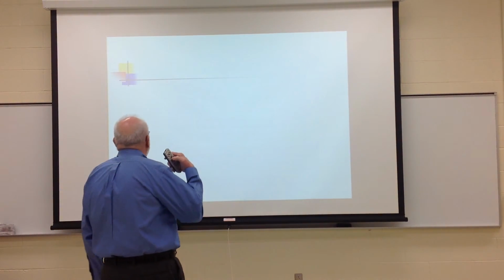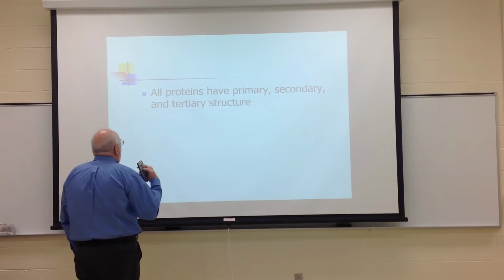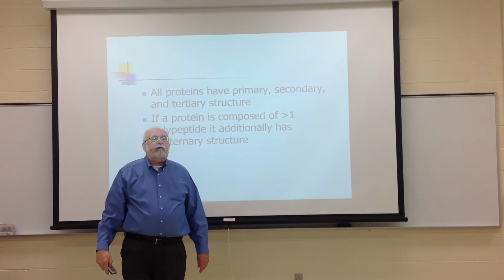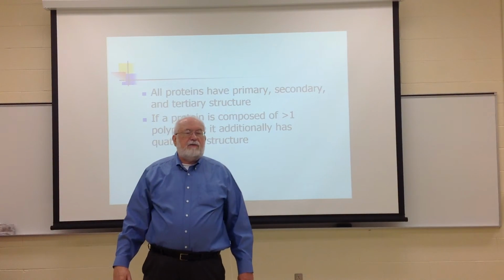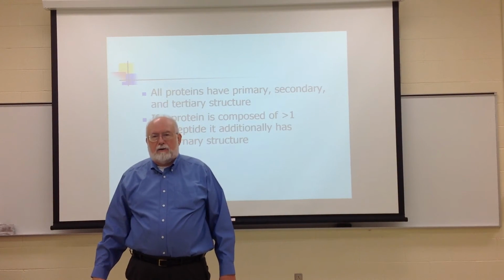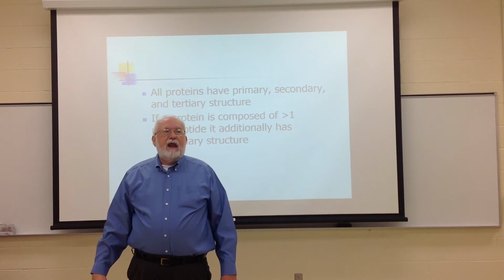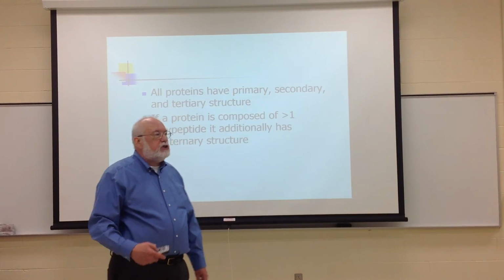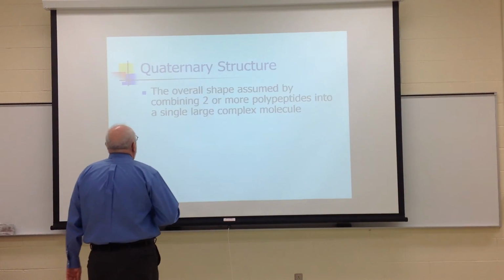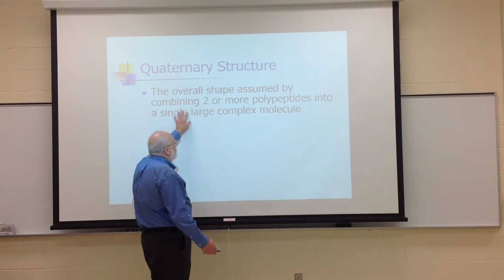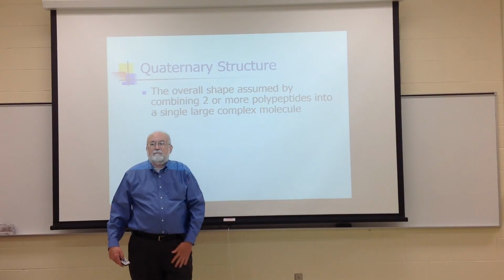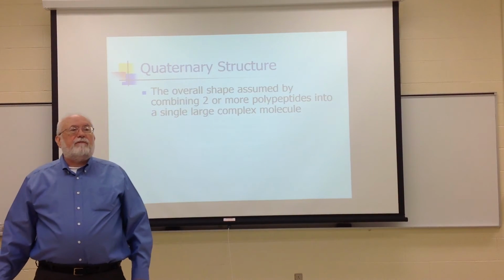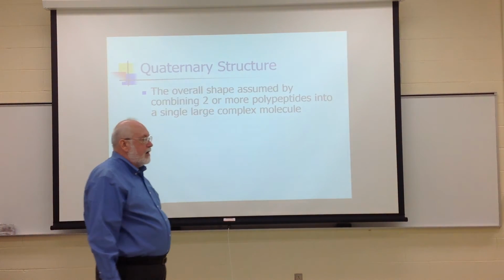Now, some other proteins have got one more level. They all have primary, secondary, and tertiary, but some of them are made of more than one peptide or protein, and those are going to have something called quaternary structure. Now, again, it's shape. But it's the overall shape that results when you put together two or more polypeptides into a complex molecule. All right? Now, what's a good example of a protein with a quaternary structure?